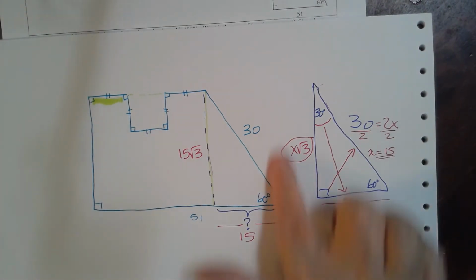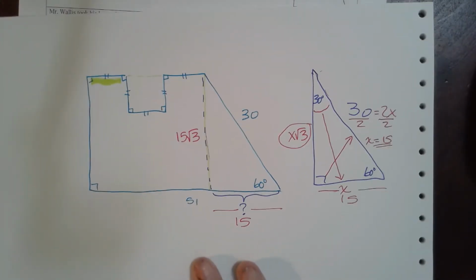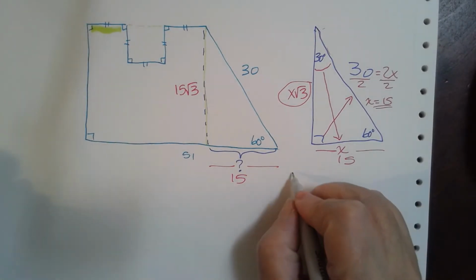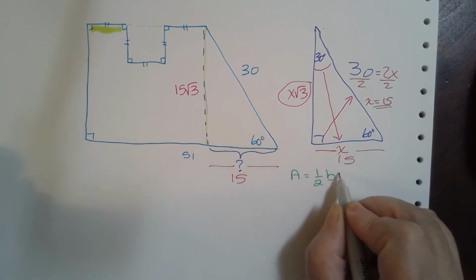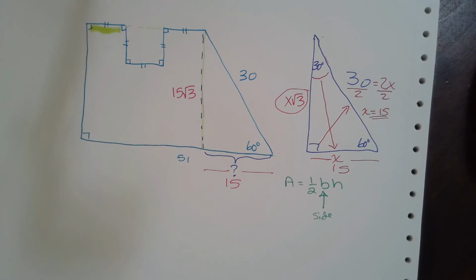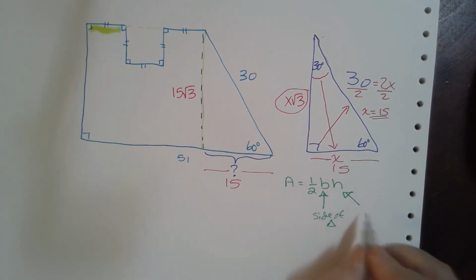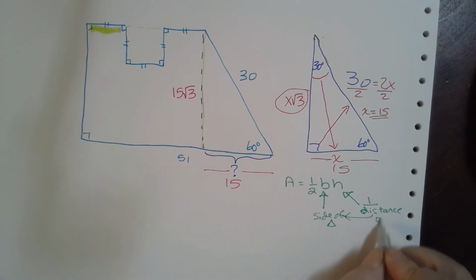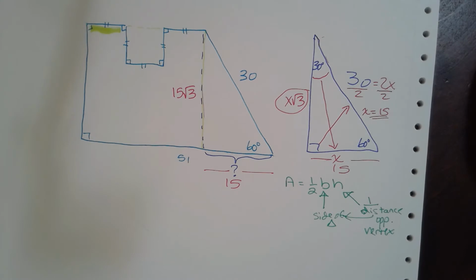So now that I've used what I know about 30, 60, 90 triangles, I can focus on finding the area of these two shapes. So we began with the triangle, so let's continue with the triangle. The formula for finding the area of a triangle is 1/2 the length of the base times the height. Now I just want to remind you that in this formula, the base is one of the sides of the triangle, and the height is the perpendicular distance from this side to the opposite vertex. Now what's awesome is that if you have a right triangle, you can calculate the area easily, because the base and the height are the two sides that create the right triangle.